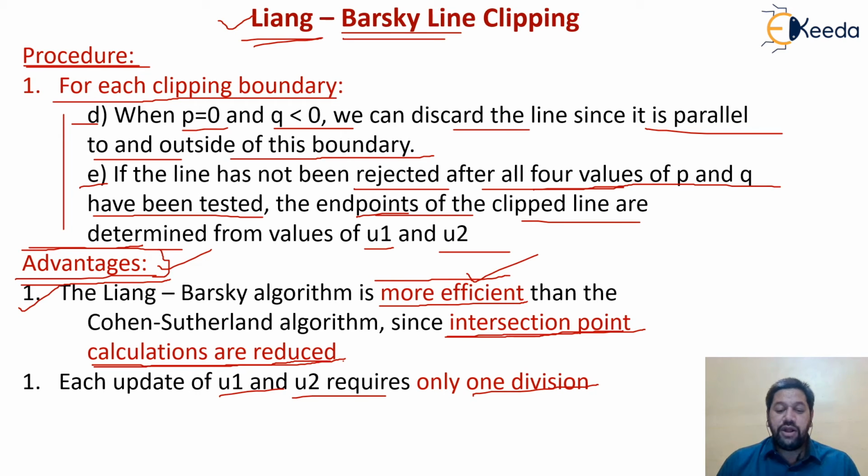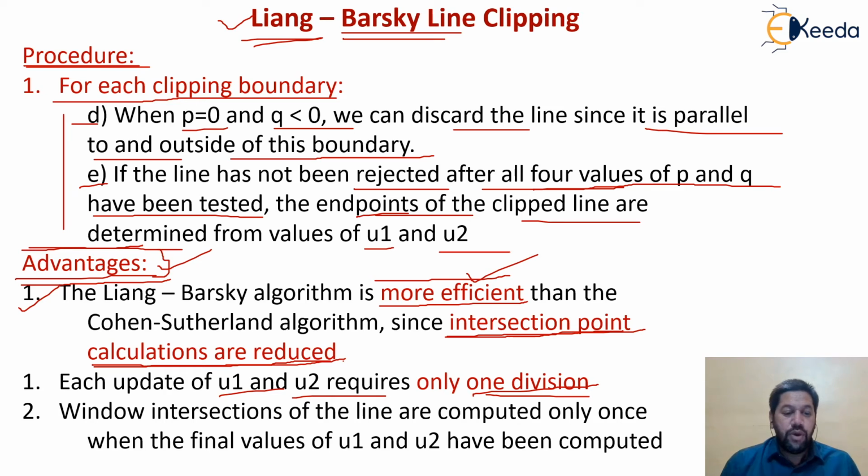Okay, so what I will require is only one division whenever I update the value of u1 and u2, and based on the value of u1 and u2, we come closer to the intersection point. As we keep updating u1 and u2, we come more closer to the intersection point, and only one division is required. So it is faster.